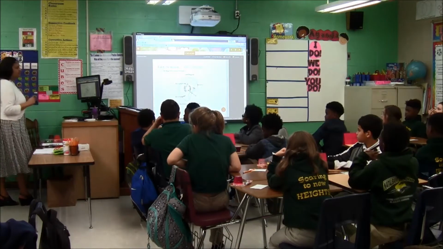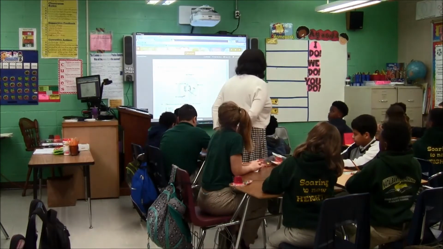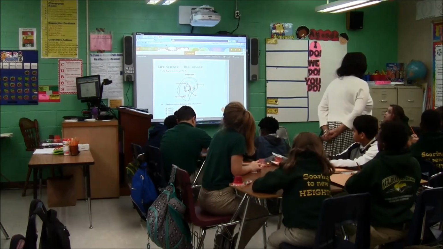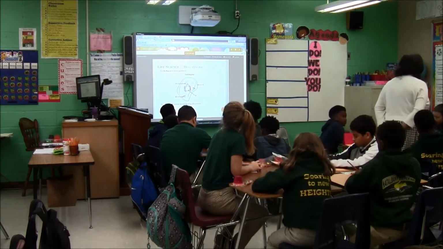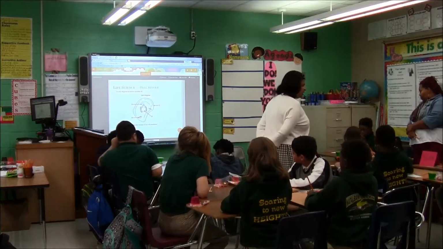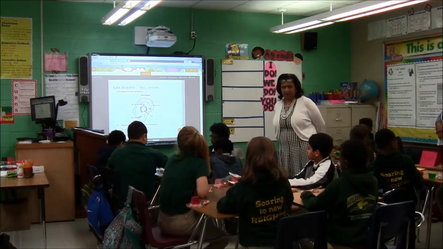This is your bell ringer. You're going to read the question, and then you're going to write the answer. Just write the letter of the answer. Take your card and turn your card over, and write your name on your card.